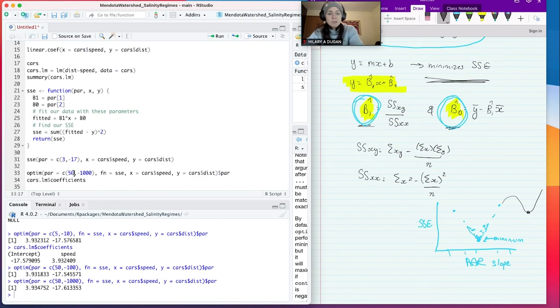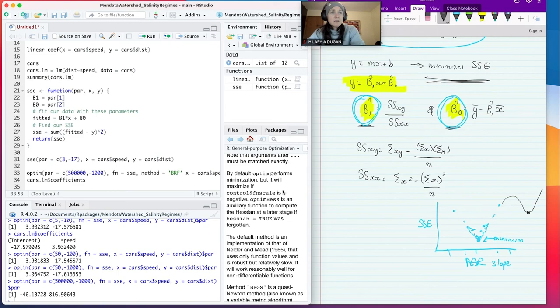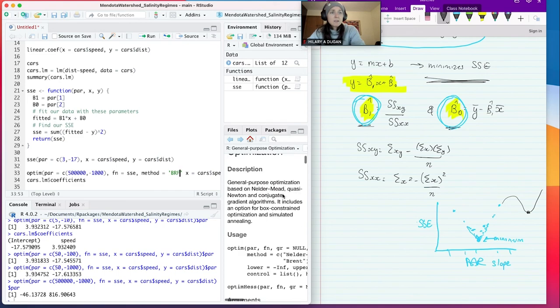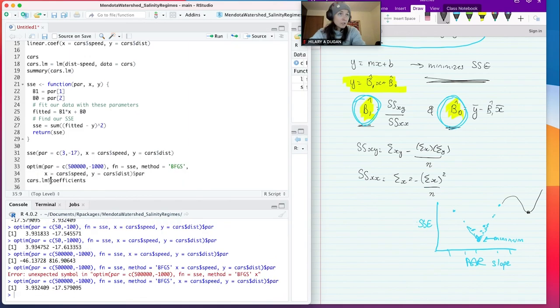And so if we made these really incorrect, we start getting values that don't make sense. Sometimes that's because the default number of guesses is low. Sometimes the method is not as robust for checking. So in this case, we could try a different method. We could say method equals BFGS. Actually, let's look up what that was. We could try the quasi-Newtonian, BFGS.